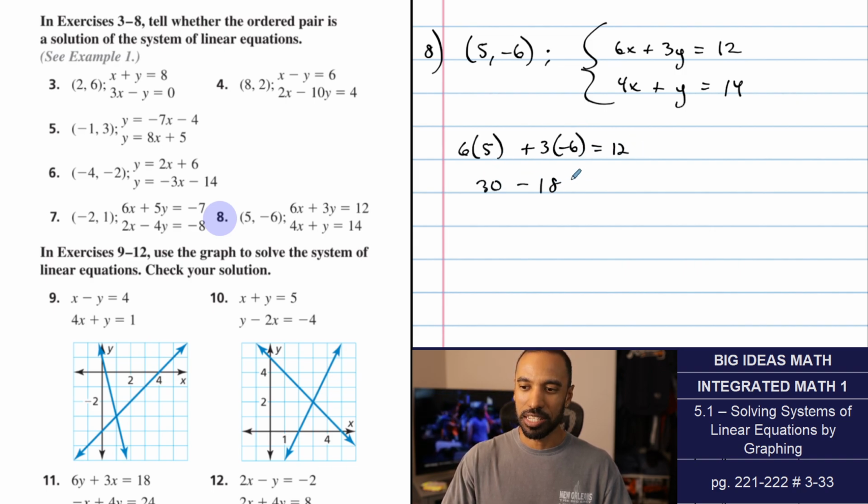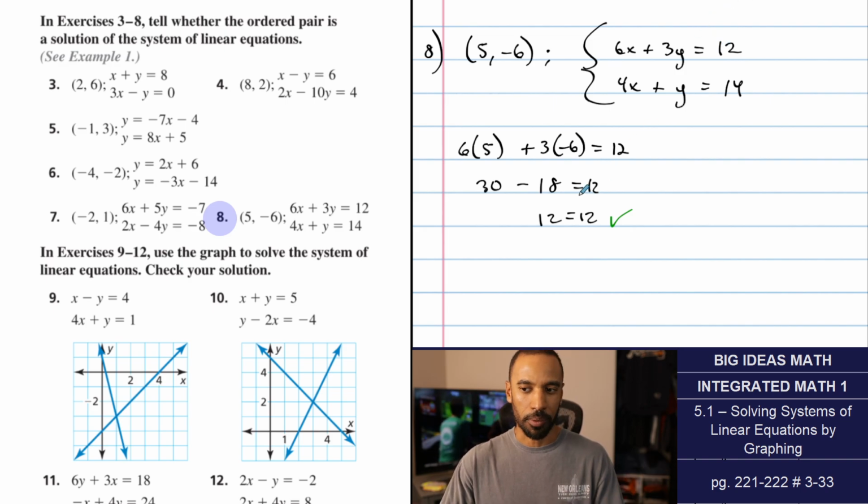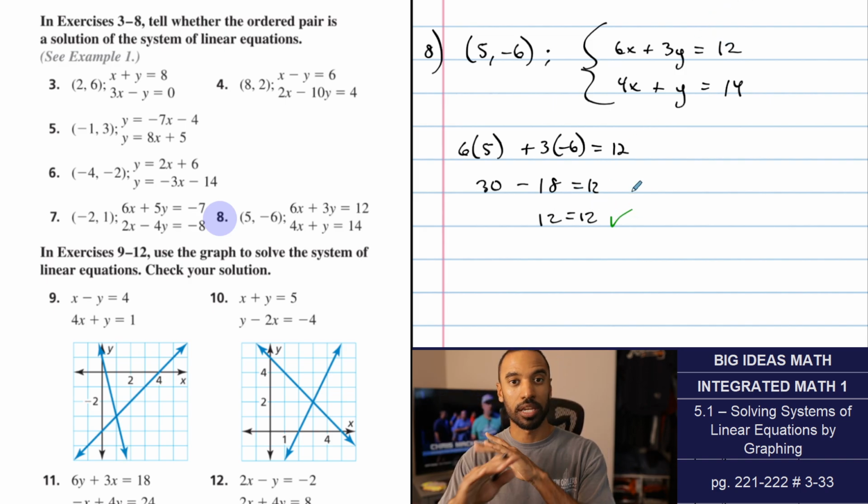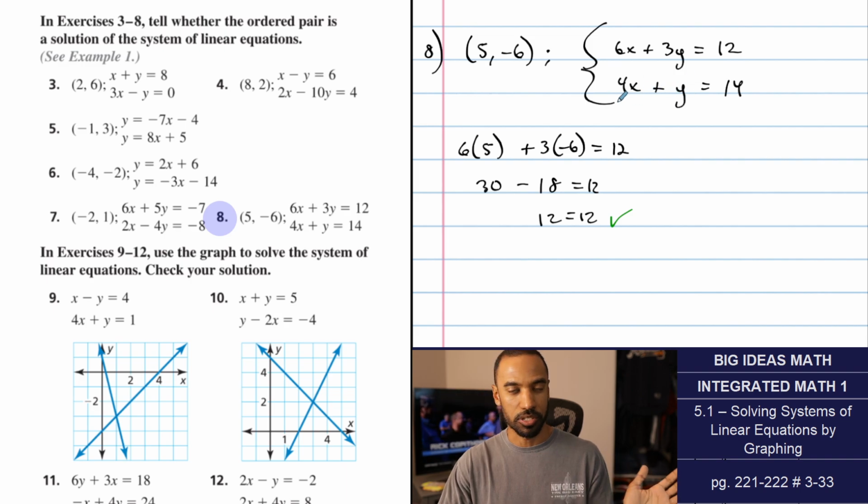All right, that's 30 minus 18. So this one's going to work out. We get 12 equals 12. That's a shame. I actually wanted the top equation to not work. But you get what I'm saying, right? If this says 13 equals 12, it doesn't work. Done. No, don't even bother with the second one.